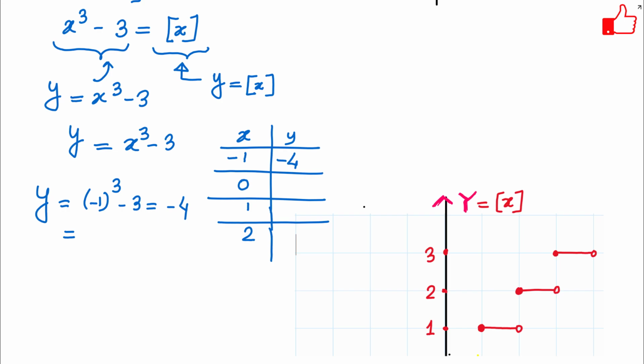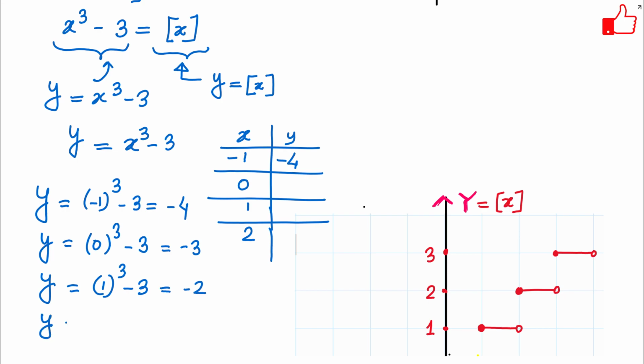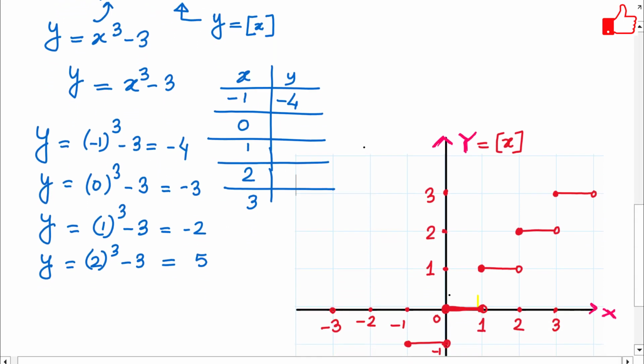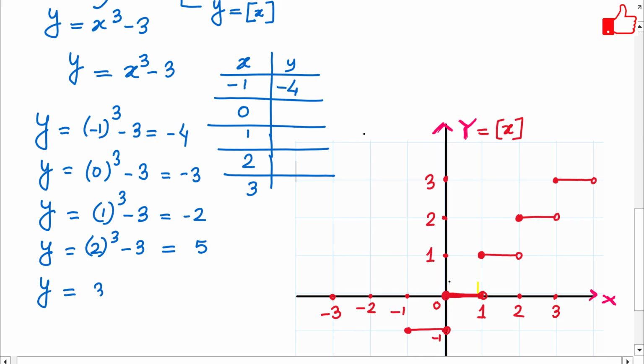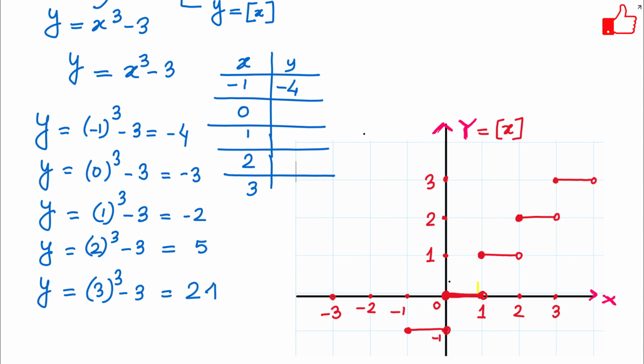So this is for x equals minus 1. When x is equals to 0, y is minus 3. And when x is equals to 1, this is minus 2. And when x is equals to 2, this is 2 cube minus 3, that is 8 minus 3, that is equal to 5. You can also consider x equals 3. So let us consider x equals 3 also. So 3 cube minus 3, that is 27 minus 3, that is 24.